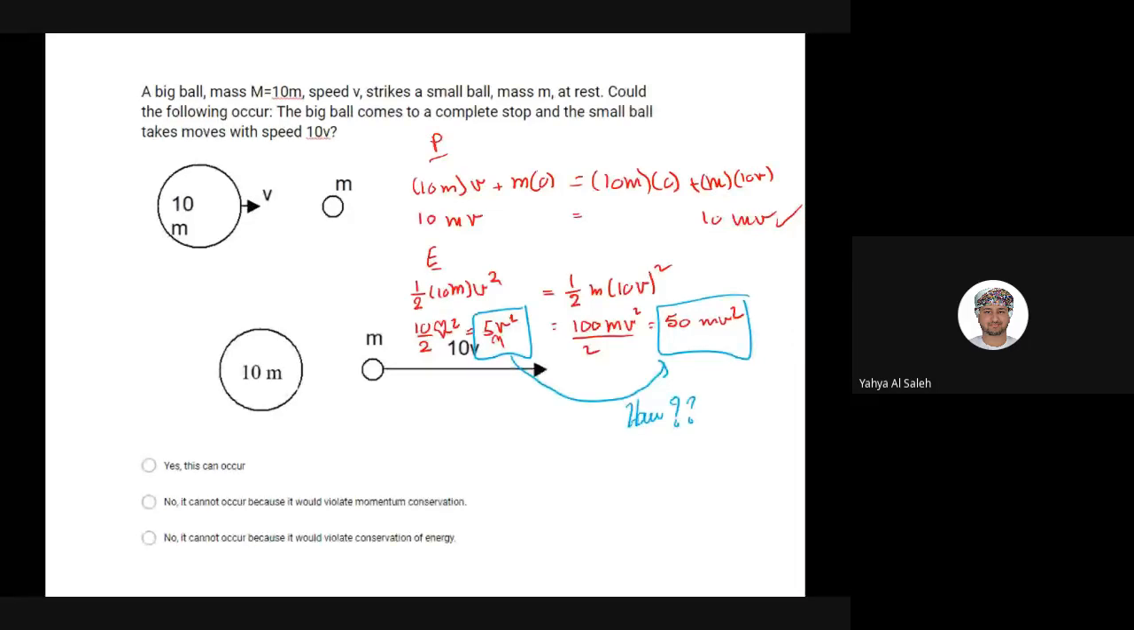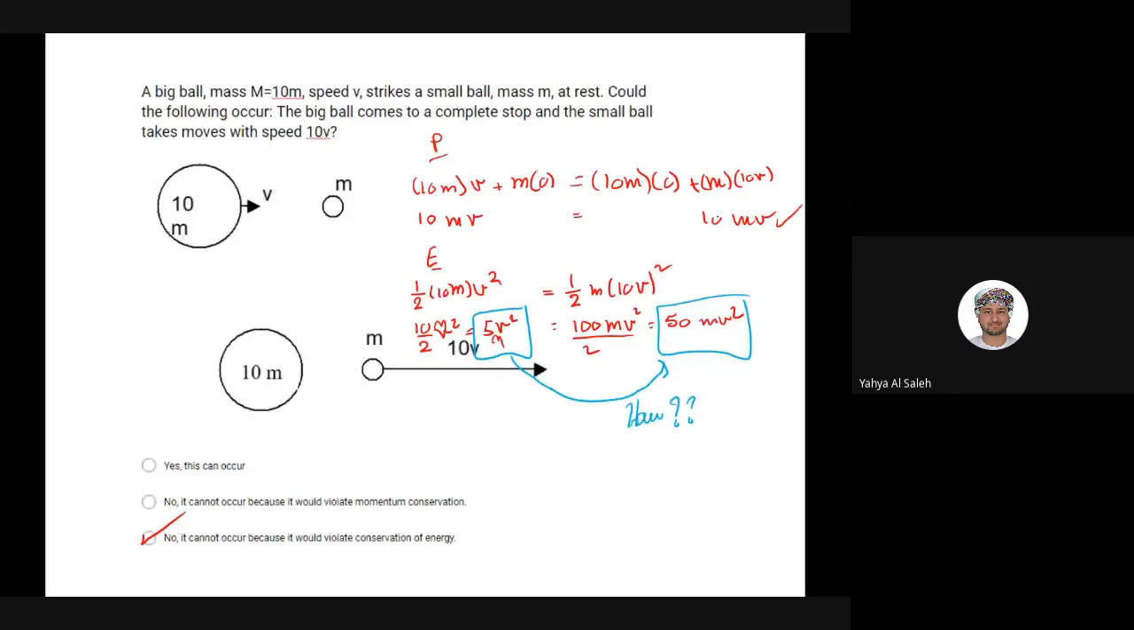Right? This means this thing cannot happen because it would violate the conservation of energy. If this happens, momentum is conserved, that's fine, but it would also require us to increase the energy by tenfold out of nowhere. So this is not possible.